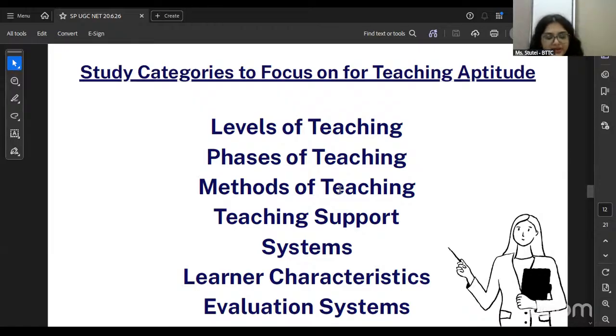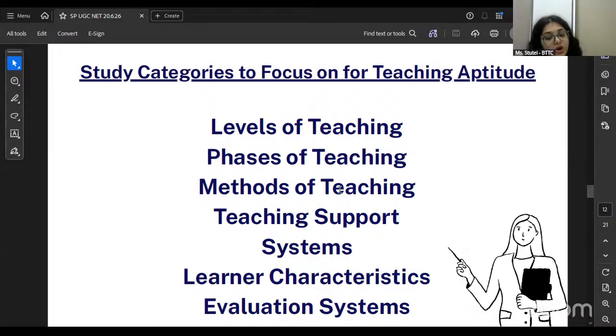We all know the basic common methods such as lecture method, discussion method, demonstration method, project method, problem solving method, and inquiry method. Understand what happens when we use any of these methods, and ask yourself what the objective of the lesson is. Once you ask this question, you will automatically understand what method the question is asking for.